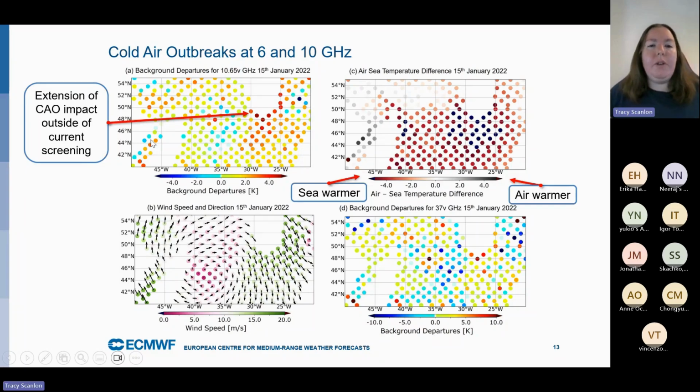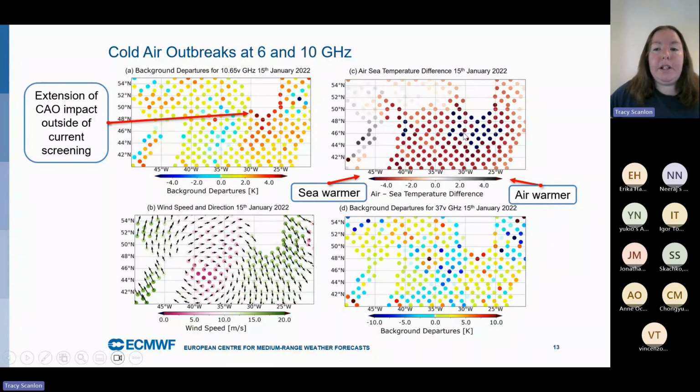So moving on to the cold air outbreak signal that we were seeing, we found that there are these areas of high background departures which are extending beyond the areas previously screened out for cold air outbreaks. This area here where it's blank is where we had some screening out before, and you can actually see that down here we've got the 37 gigahertz background departures, and we do not see this extension coming out here.